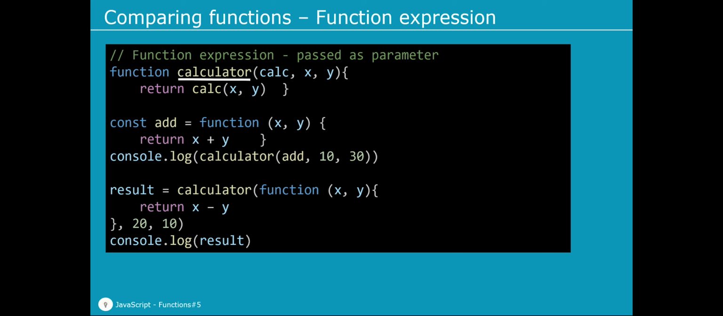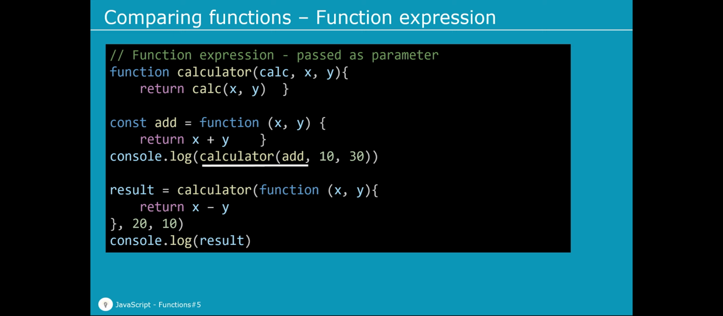So for this, I write a calculator function that accepts three parameters. The first parameter refers to a function. This is the calculation we intend to do by calling this function, and pass the remaining two parameters to this function. So in the first instance, I define a function expression add and pass it to the calculator function.